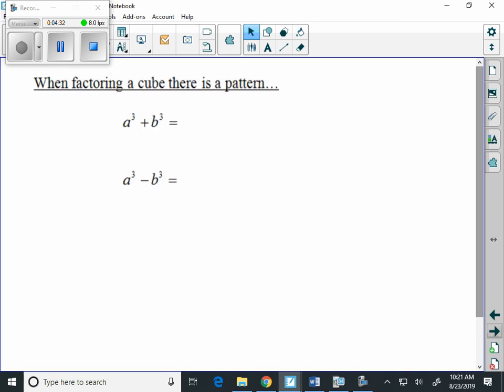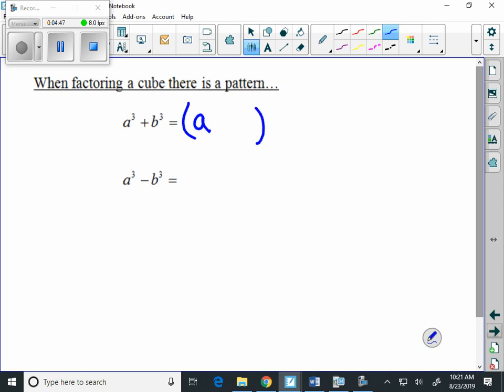Anyway, there is a pattern. Like we saw in our difference of squares, there's a pattern here for the cube. The pattern is this: it's A plus B times the quantity A squared minus AB plus B squared.